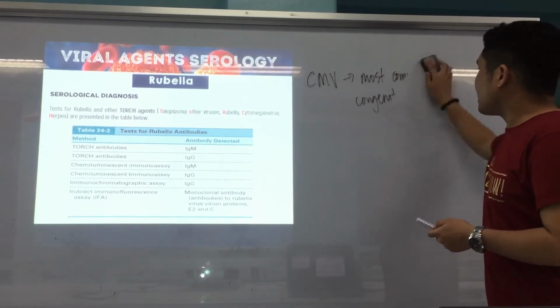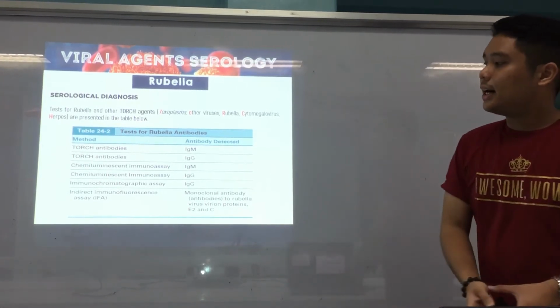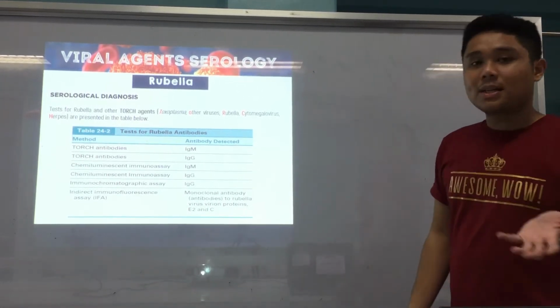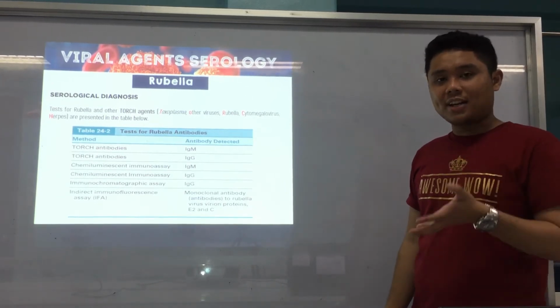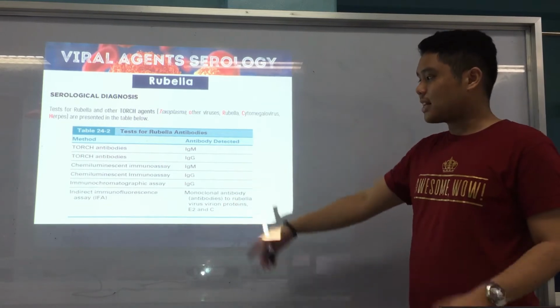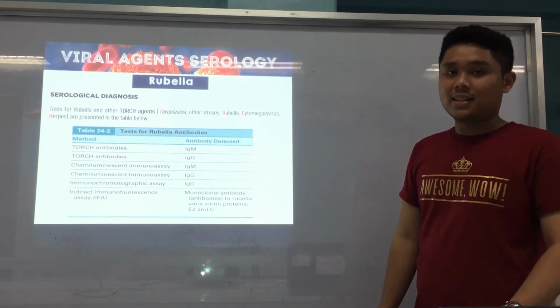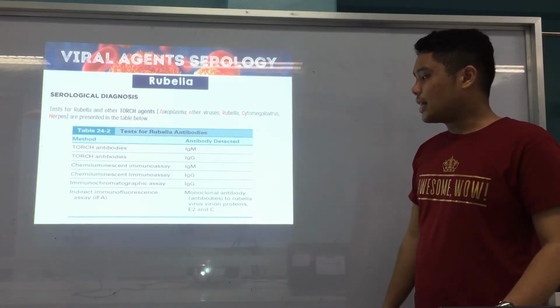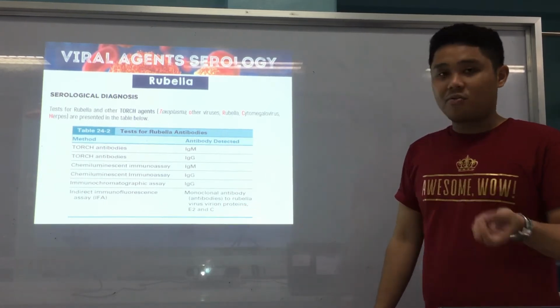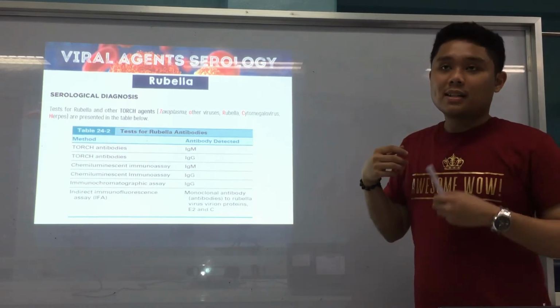For TORCH antibodies, again, we detect both IgG and IgM. For rubella, we use either chemiluminescent immunoassay that can detect both IgG and IgM. We can also use kits, immunochromatographic assay, which detects IgG, and we can also use IFA, indirect immunofluorescence assay. And it detects monoclonal antibody to rubella virion proteins, E2 and C. So these are virion proteins of rubella.